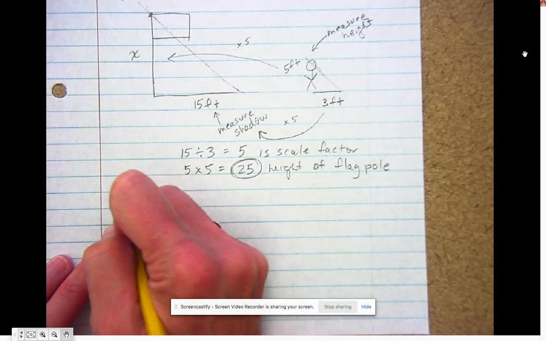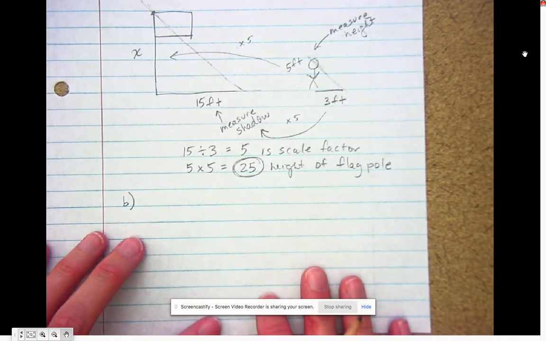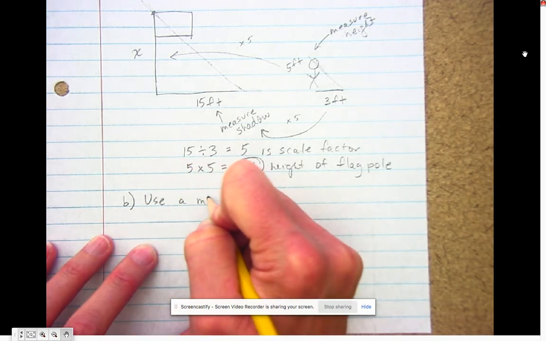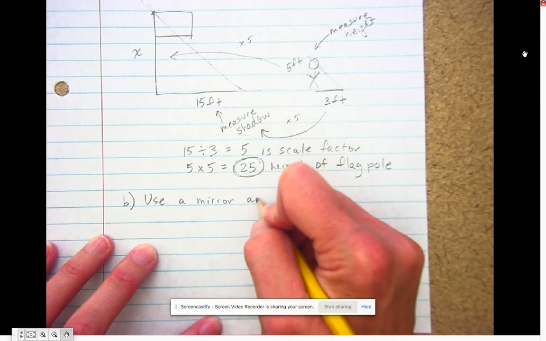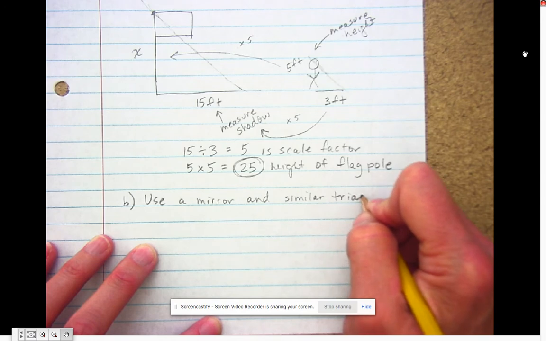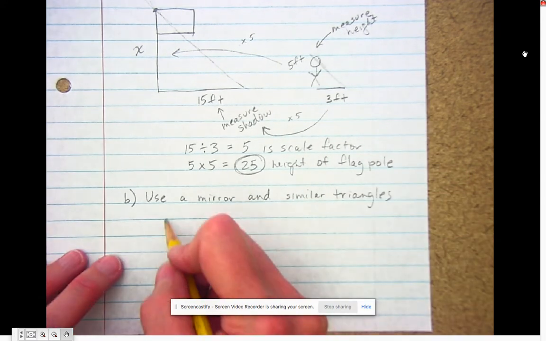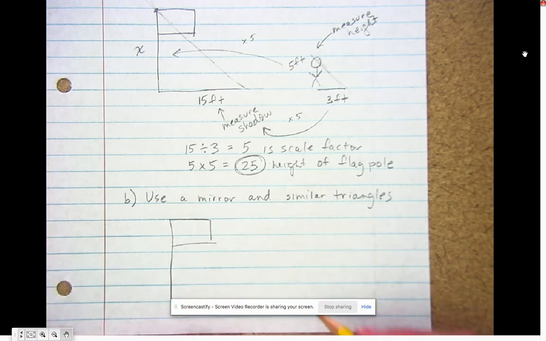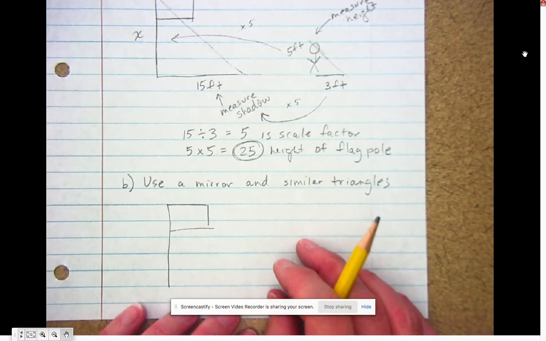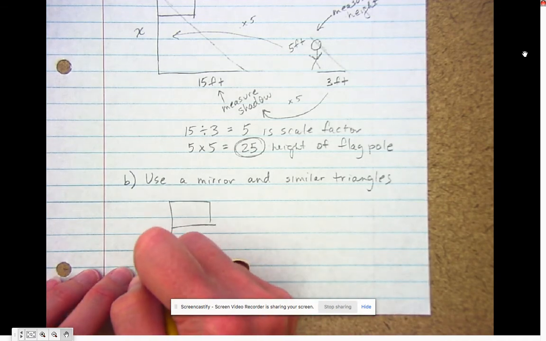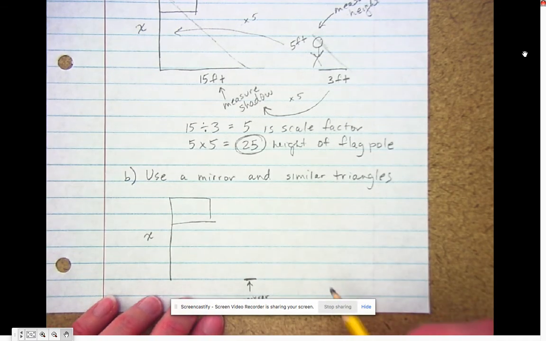All right, so the second way, we did actually try this with a couple of classes. We could use a mirror and similar triangles. Let's say we still have that flagpole, and we placed a mirror on the ground. This is our mirror. Again, we're trying to find the height of this flagpole, and we don't want to shimmy up to the top.